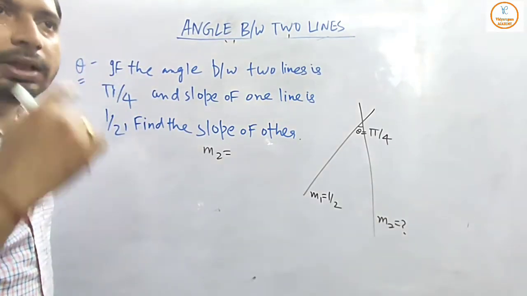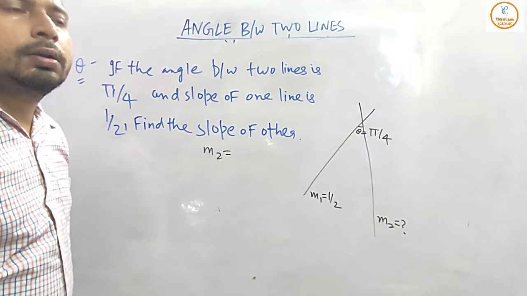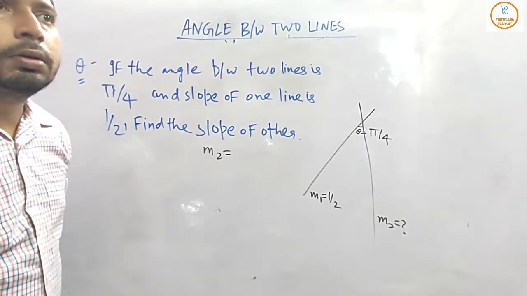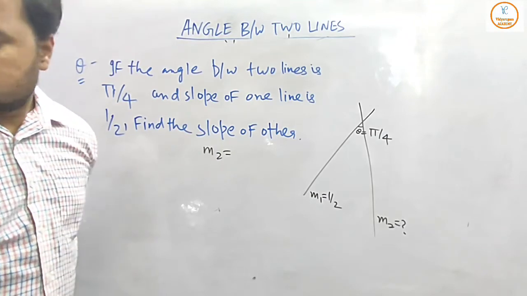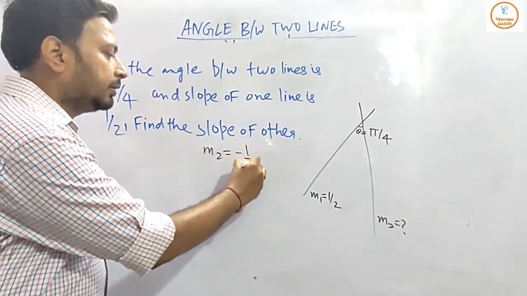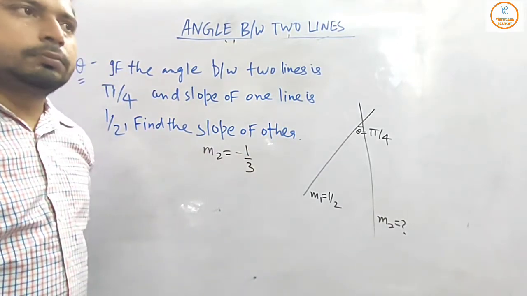Hello, yes, tell me. Hello, sir. I got M2 is equal to minus 1 by 3. Okay, very good. Minus 1 by 3, yes, sir, right?